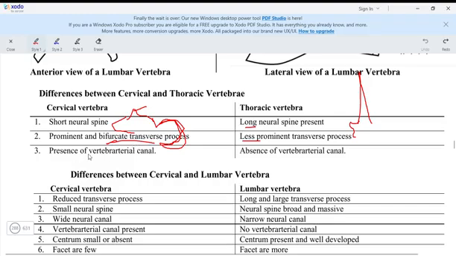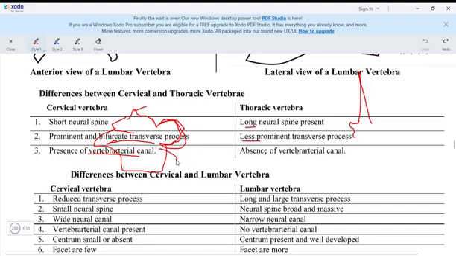Then number three, presence of the vertebral canal in cervical. After drawing your cervical vertebra like this, you will see one hole here. They call it the vertebral canal, a tiny hole where blood will be passing. But thoracic doesn't have that vertebral canal. This one has it.